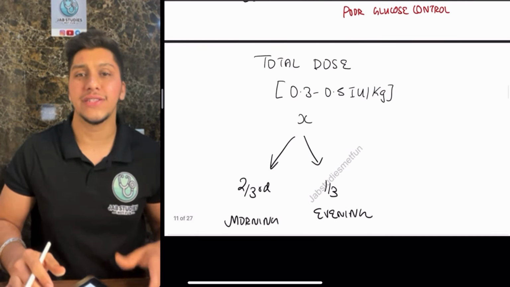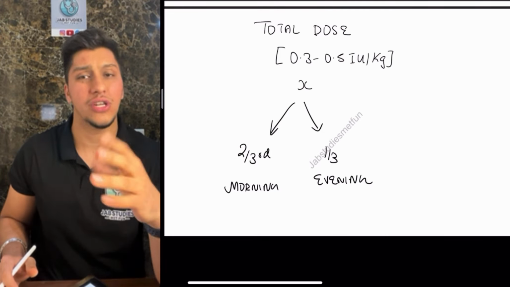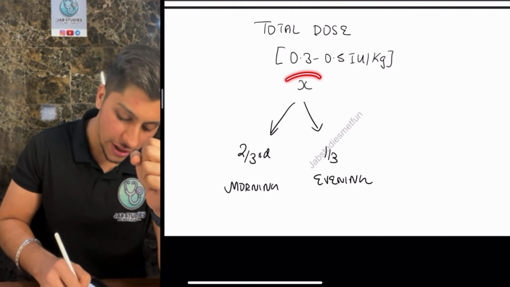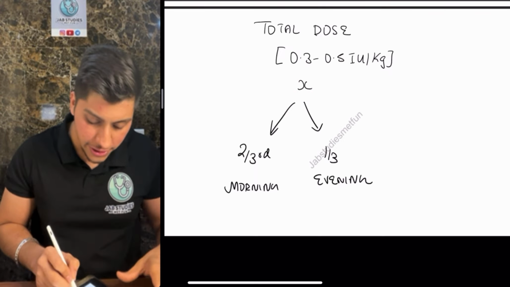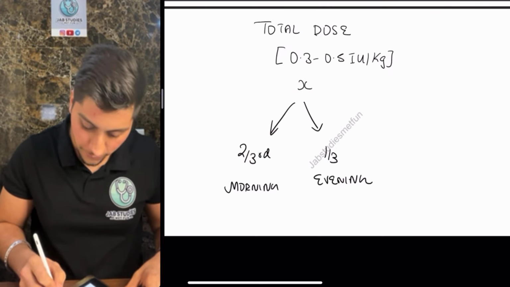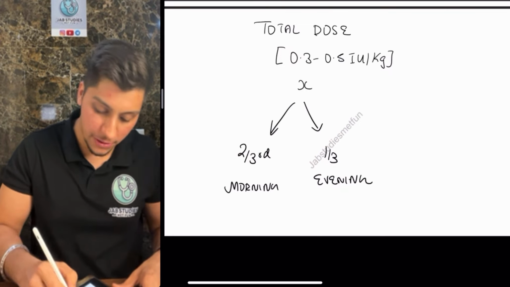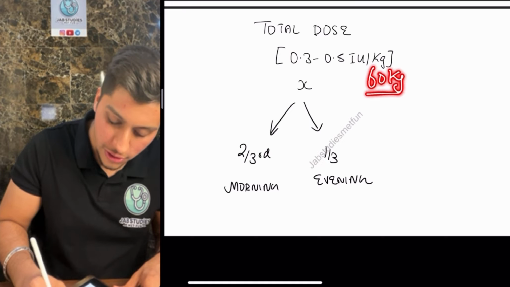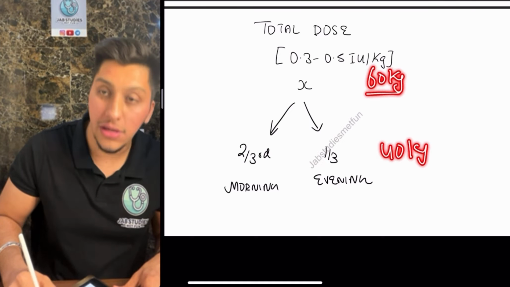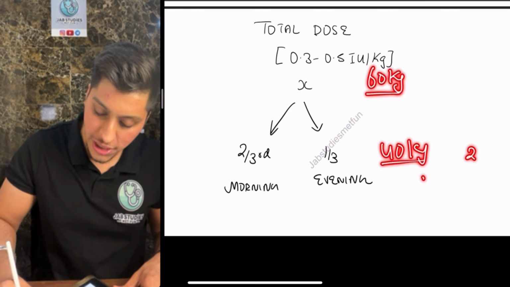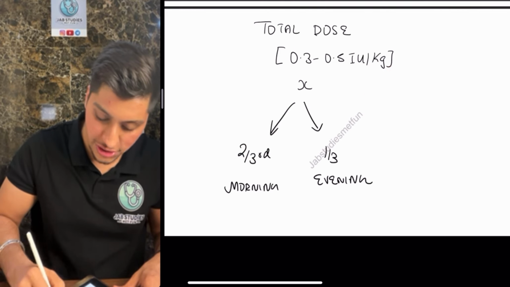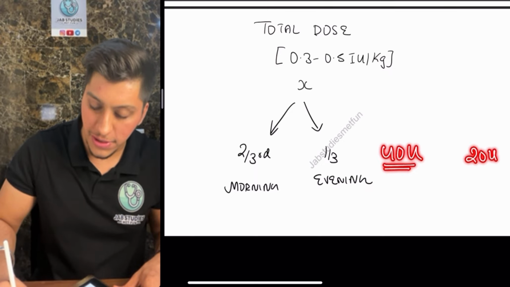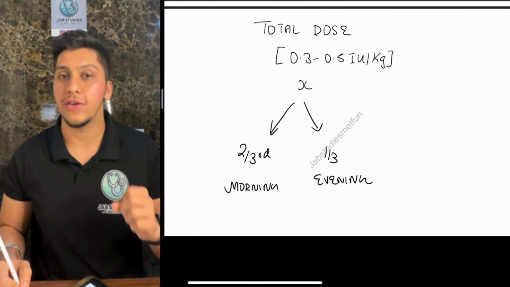And how do you divide it? Similarly, take the same dose of 0.3 to 0.5, or 0.4 units per kg. You're going to divide whatever you got: you give 2/3 in the morning and 1/3 in the evening. For example, if the patient is 60 kg, you will give 40 units in the morning and 20 units in the evening. So this is how you give the Mixtard one.